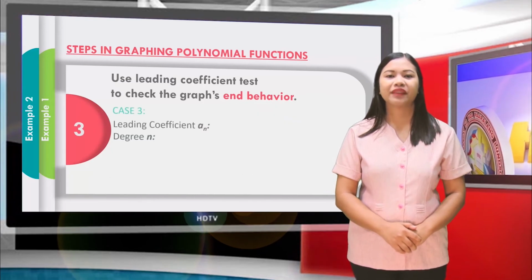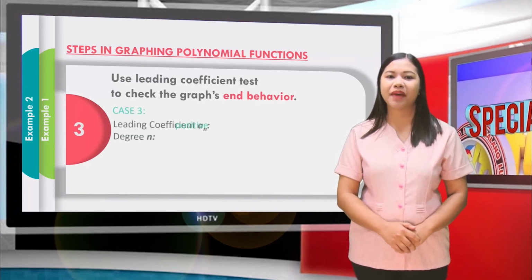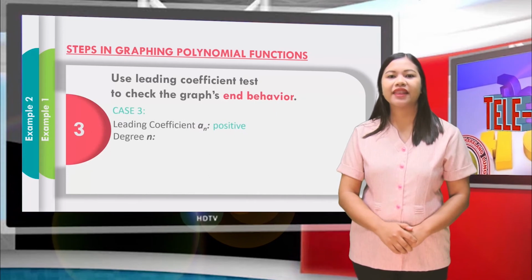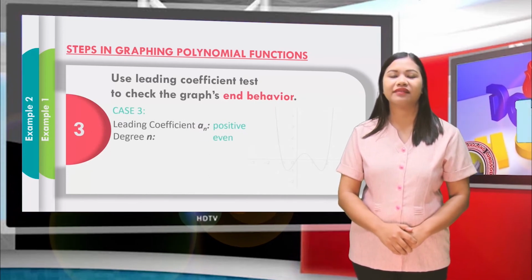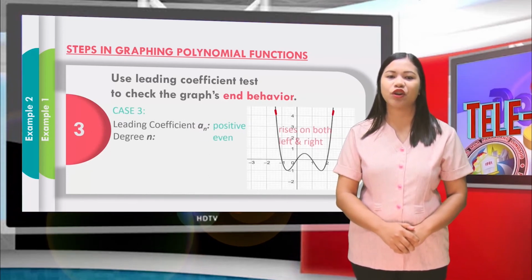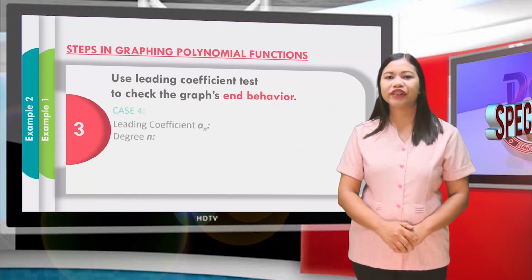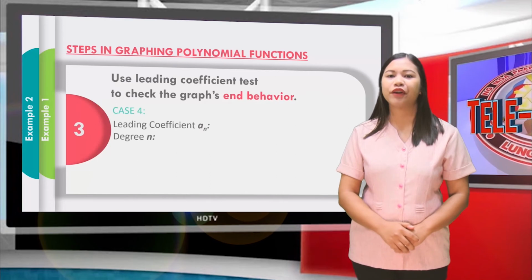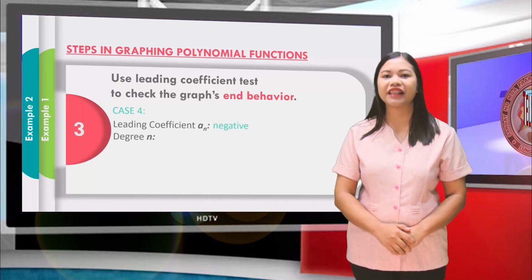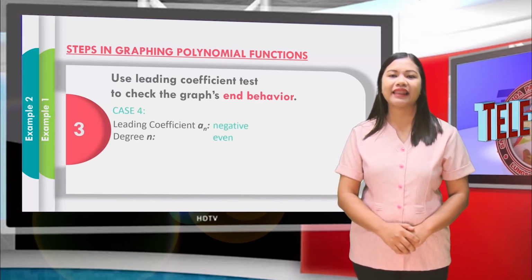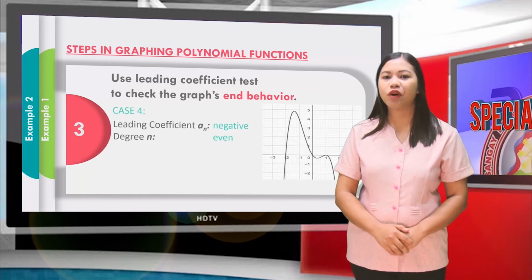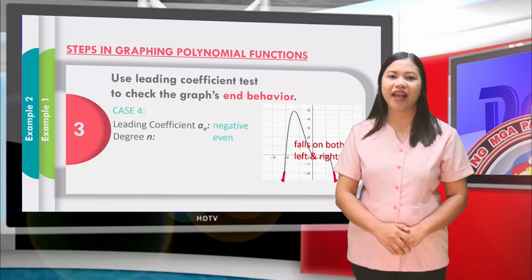Third case. If the leading coefficient a sub n is positive and the degree n is even, the graph rises on both left and right. Fourth case. If the leading coefficient a sub n is negative and the degree n is even, the graph falls on both left and right.